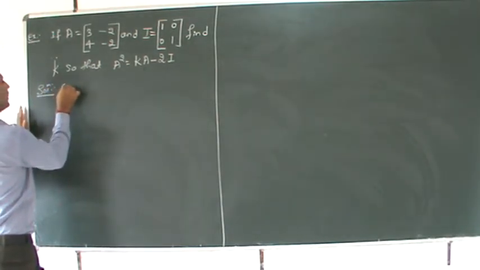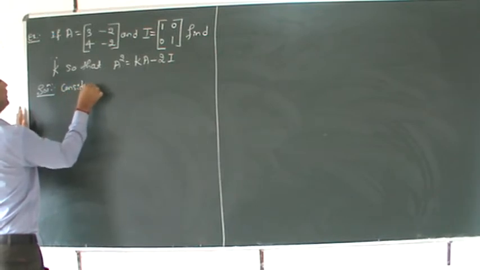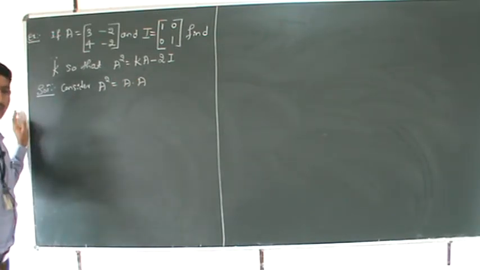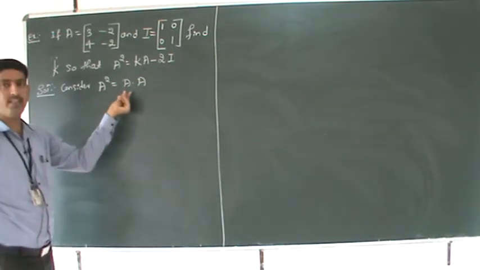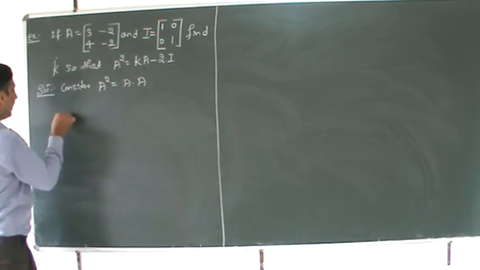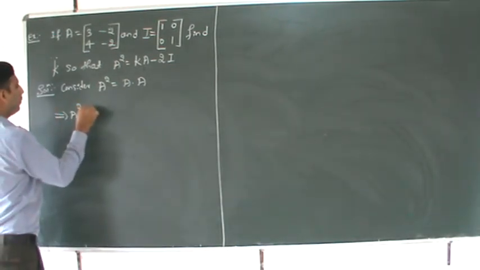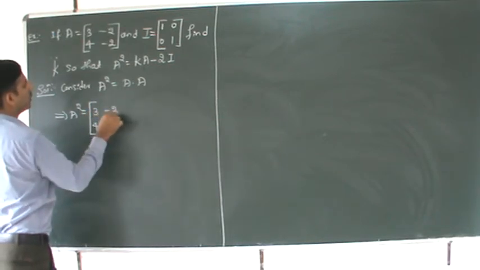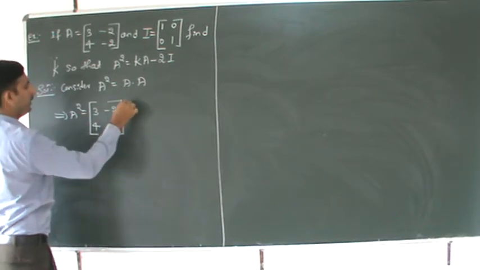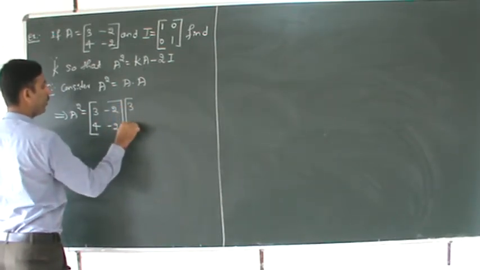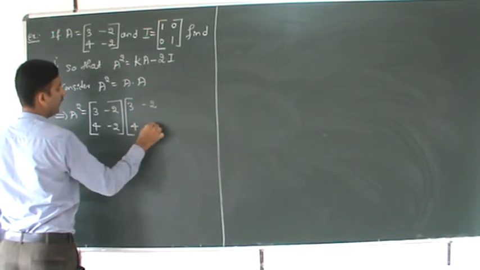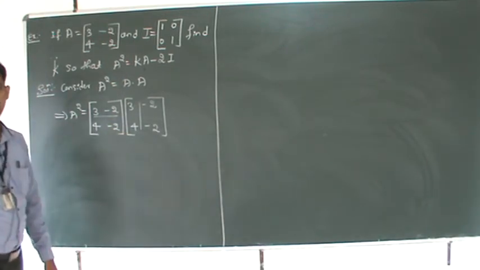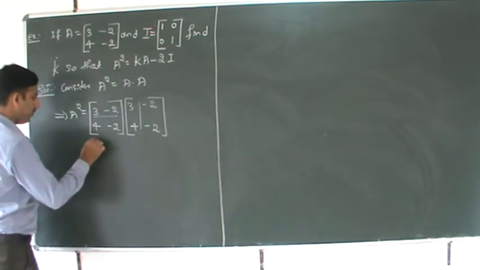Now consider a square. A square is equal to A into A. How to find out A square? A square can be written in the form of A into A, which implies A square is equal to the matrix [3, 4; -2, -2] into [3, 4; -2, -2]. The same quantity you have to take for the multiplication. Multiplication is possible because of the same order.